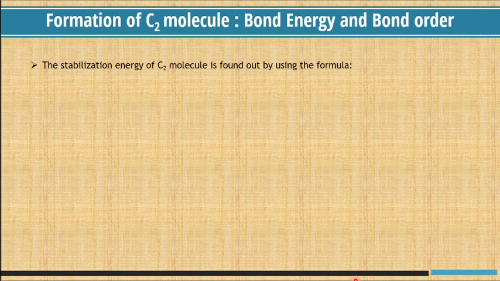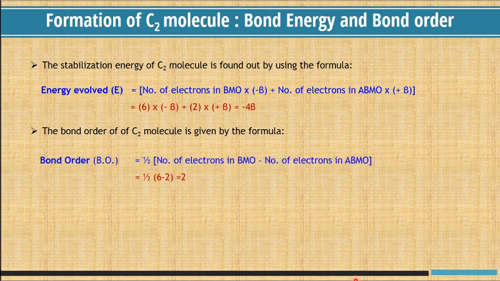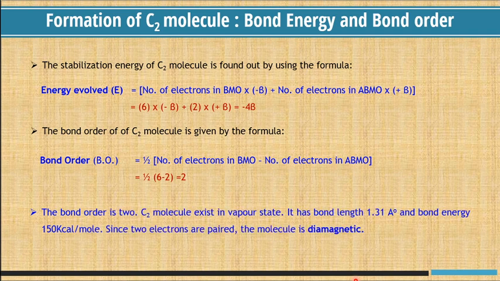The stabilization energy of the C2 molecule is found using the formula: energy evolved is equal to 6 into minus b plus 2 into plus b, that is minus 4b. The bond order of the C2 molecule is given by the formula 1 half into 6 minus 2, which is equal to 2. The bond order is 2.